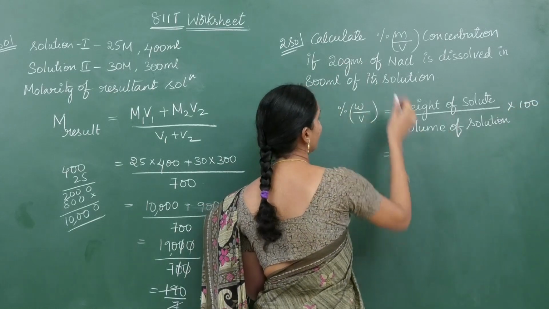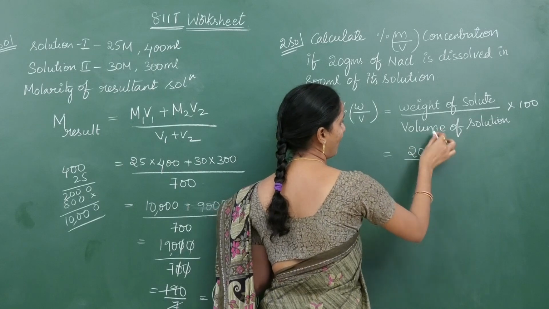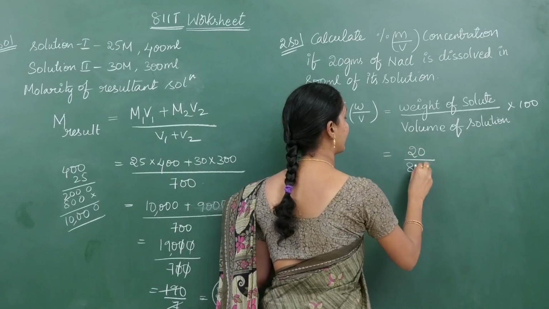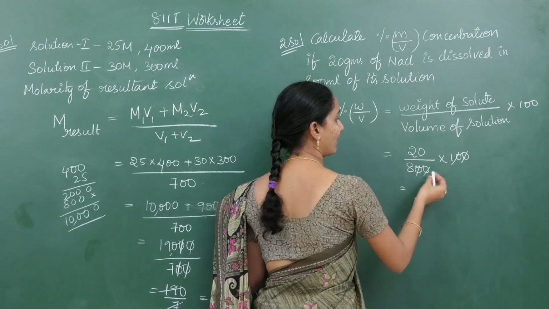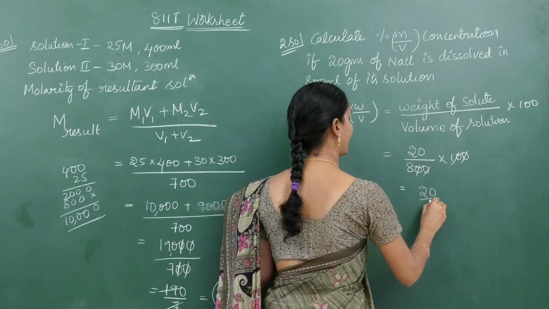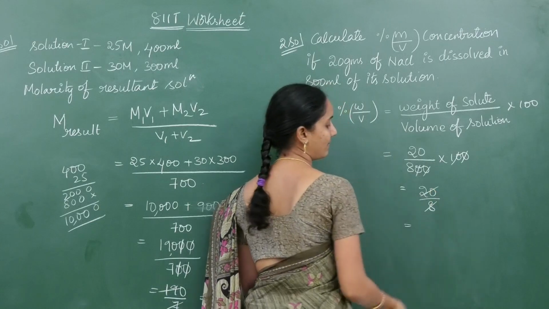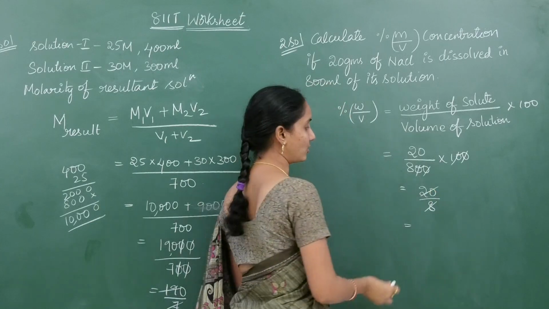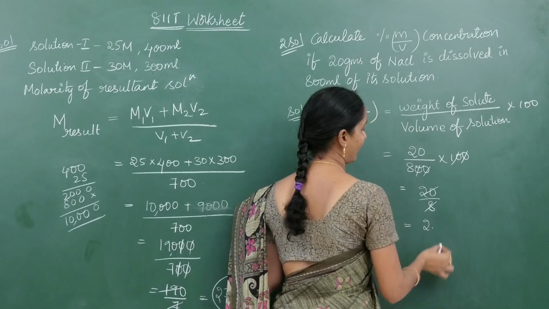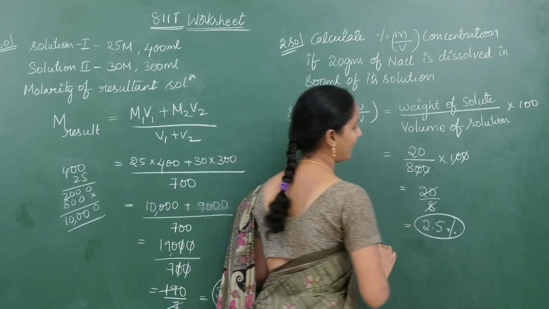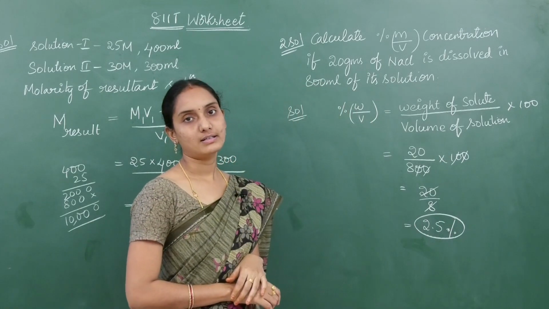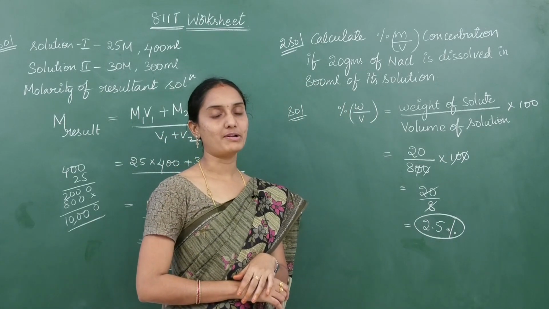So weight of the solute is given as 20, upon volume of the solution is given as 800, into 100. So you will be left over with 20 by 8. So 8 will be cancelled how many times, children? 8 2s are 16. So 4 will be left. 8 5s are 40. So 2.5% is the answer for that sum. Second sum answer is 2.5%.